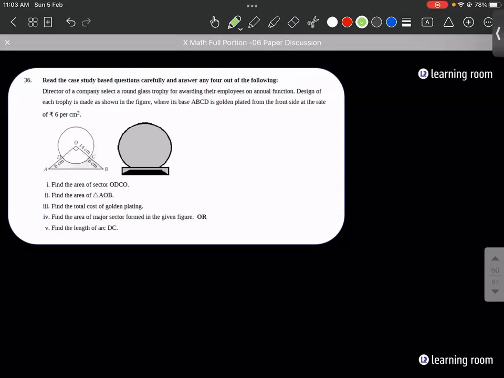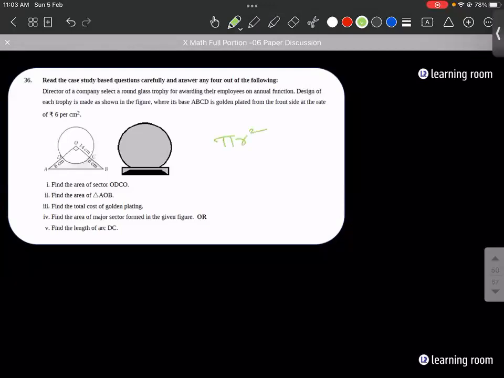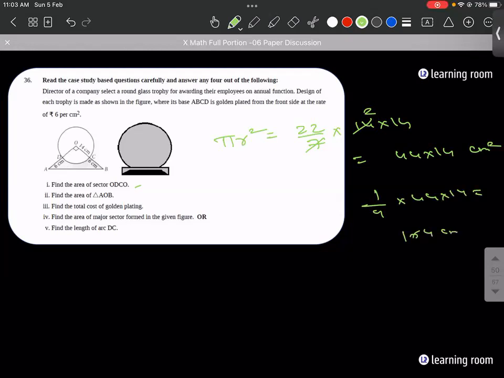Answer: 1/4 of the area of the circle. So what is the area of the circle? Pi r square. So 22 by 7 into r square, 14 into 14. This cancels twice. 44 into 14 is the area of the circle. So the area of the sector will be 1/4 of 44 into 14, which gives me 154 centimeters square. That is the answer for the first one.